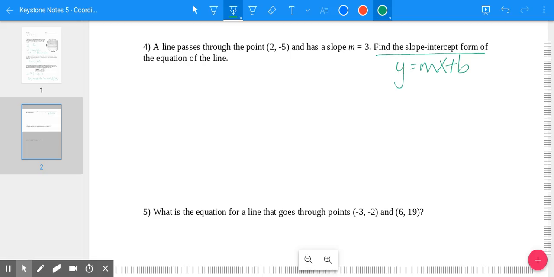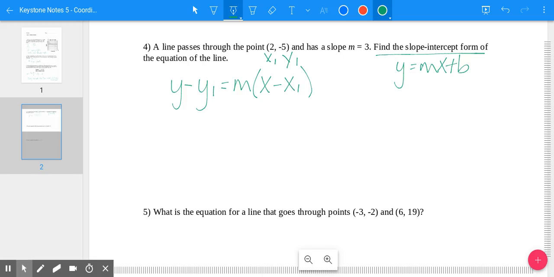But in this case, we just have to go to y equals mx plus b. They're giving us an ordered pair, so I'm going to call that x1, y1, and they're giving us the m, which is 3, the slope. So what I'm going to do is go straight to y minus y1, our point slope form, equals m times the quantity x minus x1.